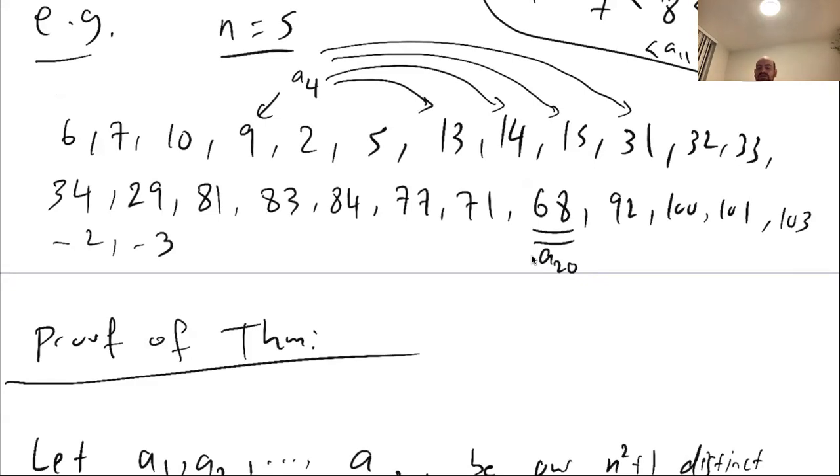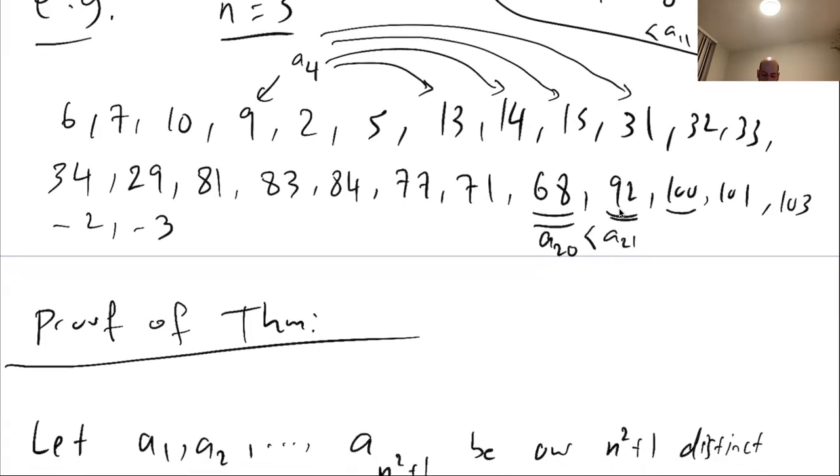So what about starting from this A20? What is the length of the longest increasing subsequence? If I want to have an increasing subsequence starting from 68, then that means the next element must be bigger than 68. Well, the next element of the sequence is 92, which is bigger than 68. So this could be A21.